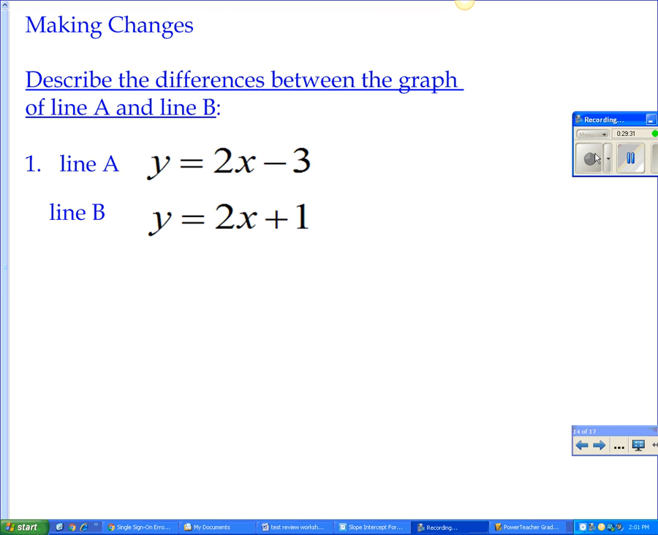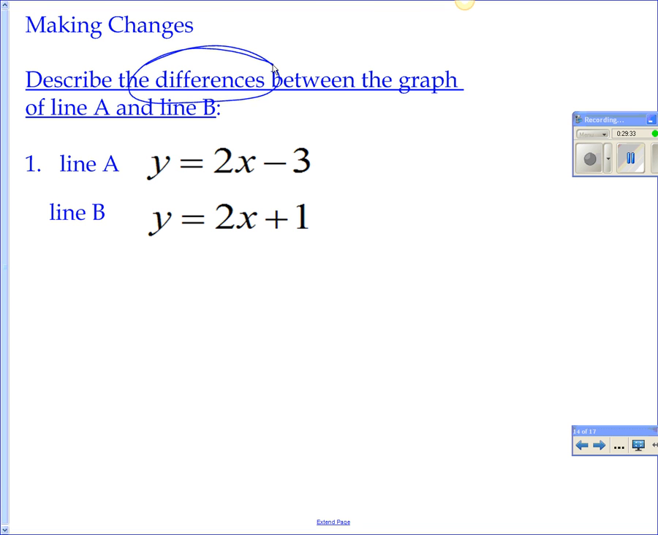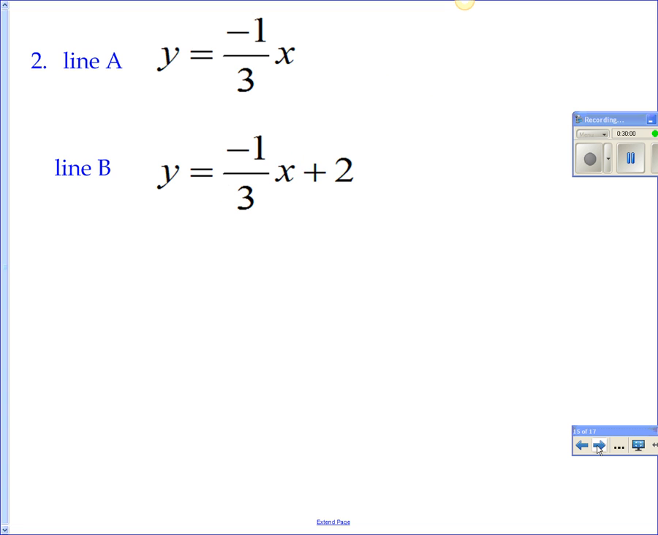What is difference between line A and line B? So what is different about them? Thank you, Blake. They have different y-intercepts. So that's the answer to that. When it says describe the differences, well, they have different y-intercepts. So one has a -3, one has a +1. Okay? All right. This next one, I'll go back to that if you missed it.